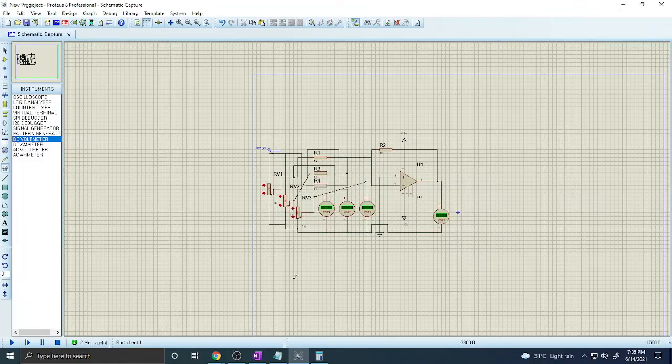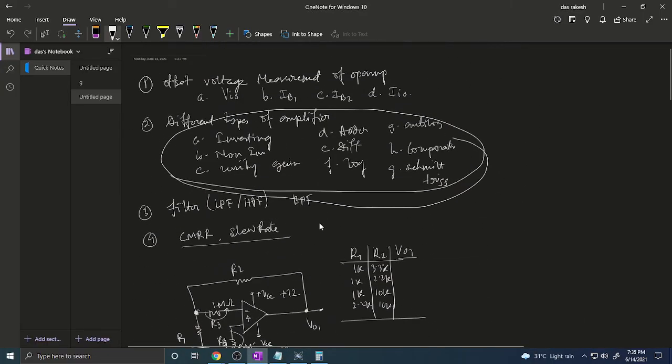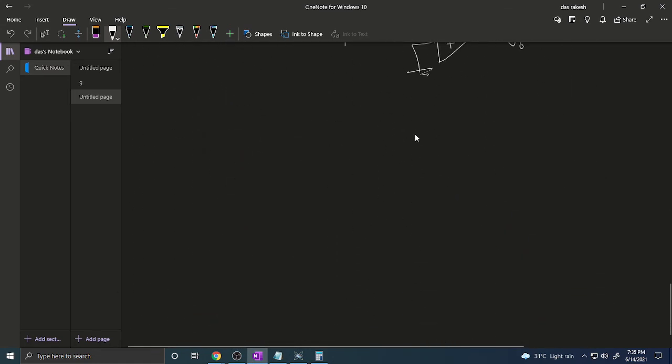So now it is your homework to implement the other circuits, that is the differentiator, log, anti-log, and also the comparator and Schmitt trigger. This is a circuit diagram of the comparator.